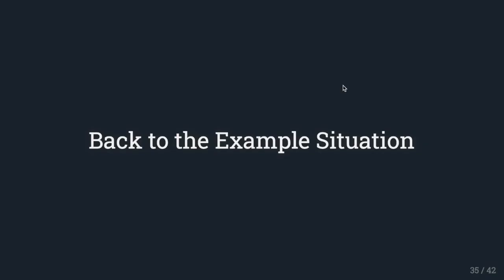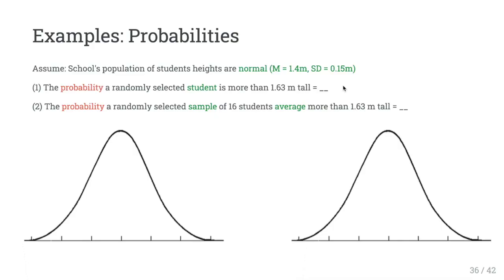So let's go back to some examples. Let's assume the school's population of students' heights are normal with a mean of 1.4 meters and a standard deviation of 0.15 meters. So we can still ask the probability that a randomly selected student is more than 1.63 meters tall. We can also ask the probability that a randomly selected sample of a certain number of students has their average being more than that. In our in-person class, we're going to go over this example.